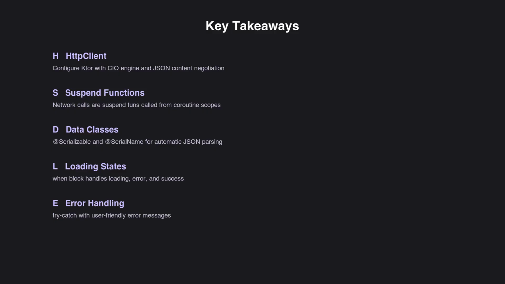Five key takeaways from today's lesson. HttpClient: configure Ktor with CIO engine and JSON content negotiation. Suspend functions: network calls are suspend funs launched from coroutine scopes. Data classes: @Serializable and @SerialName map JSON to Kotlin properties. Loading states: a when block handles loading, error, and success. Error handling: try catch with user-friendly error messages.